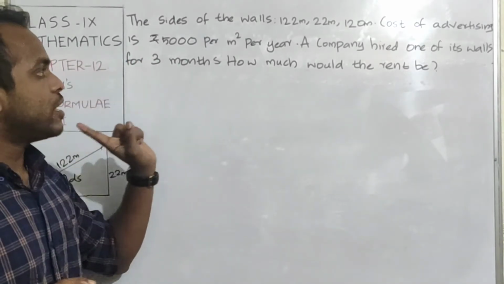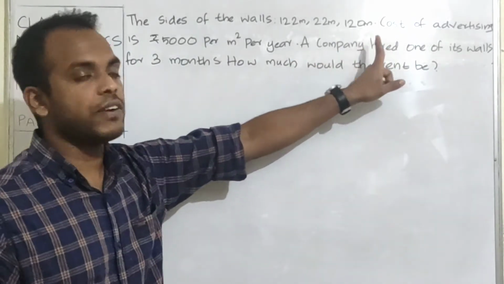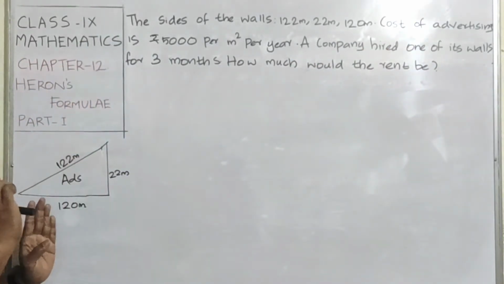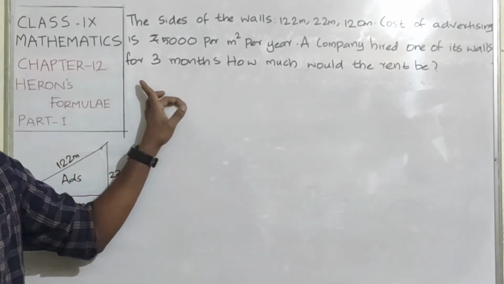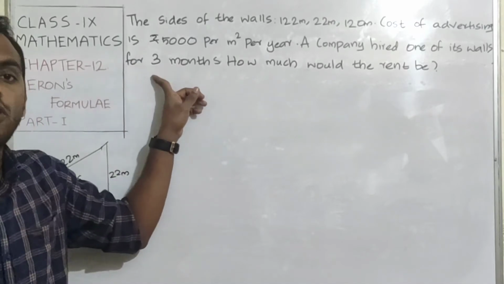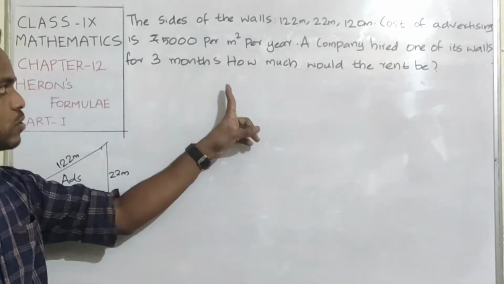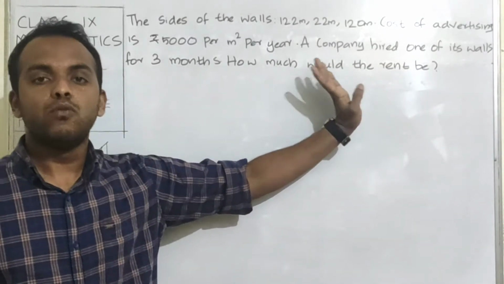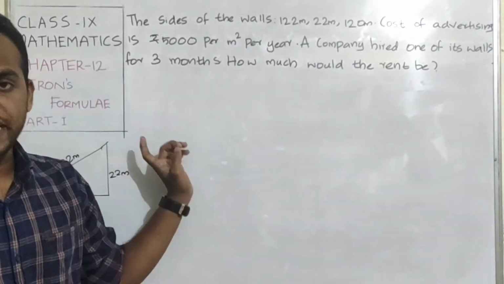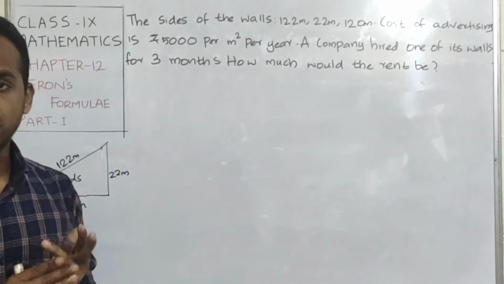Now, that's not the end of the question. A company hired, for example, this Pepsi company hired one of its walls. They hired this wall, and do they want the advertisement for a whole 1 year? No, they just need to advertise for 3 months. After that, that will be removed. So how much money will the company have to pay to the government if they want to advertise for 3 months? So there are two parts to this question.